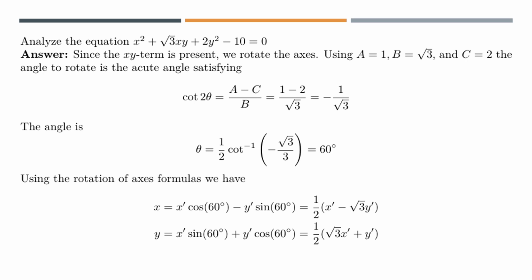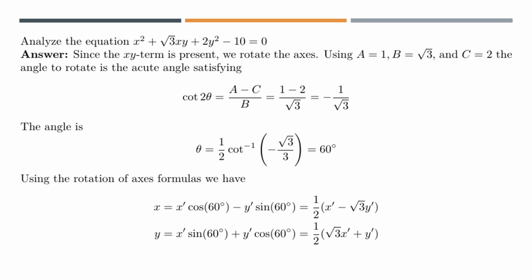So we're going to let a be 1, b be the square root of 3, and c equal 2 from our general conic equation. And the angle to rotate is the acute angle satisfying the cotangent of 2 theta equal to (a minus c) over b. Plug in those values for a, b, and c, and you end up with negative 1 over the square root of 3.